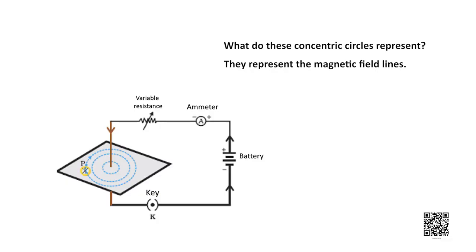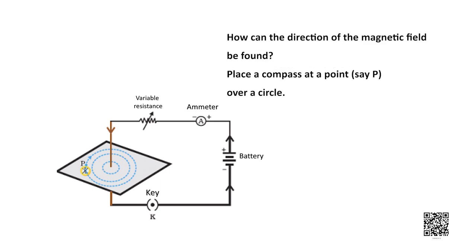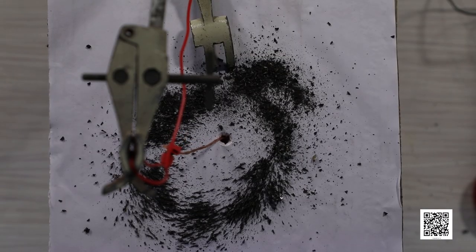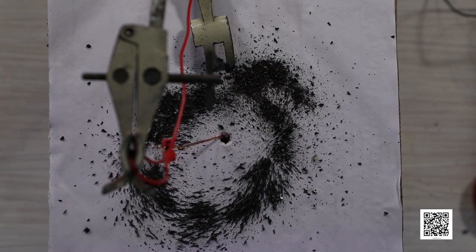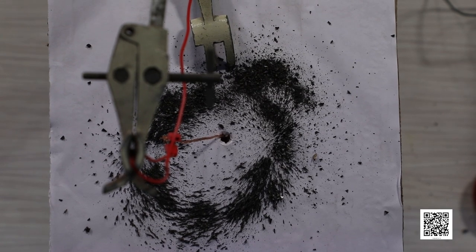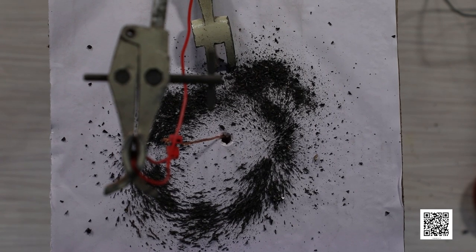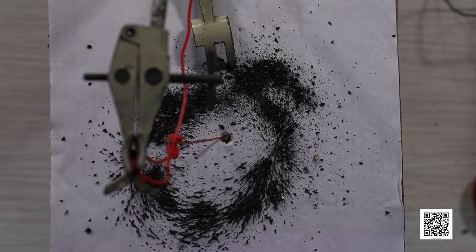What do these concentric circles represent? They represent the magnetic field lines. How can the direction of magnetic field be found? Just place a compass needle at a point P over the circle. Observe the direction of the needle. The direction of the north pole of the compass would give the direction of the field lines produced by electric current through the straight wire at that point. We can show the direction by an arrow. Does the direction of magnetic field lines get reversed if the direction of current through the straight wire is reversed?